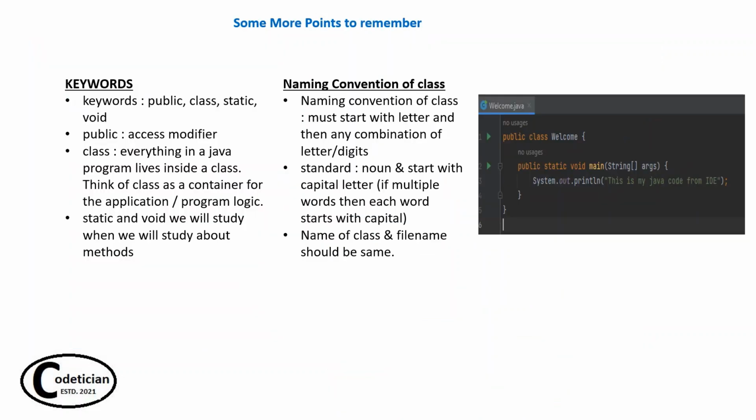In this section, we are going to discuss some more aspects of the code that we have written in the last video. You might have noticed there are a few words being used here, like public, class, static, void. These are all keywords in Java. This public is an access modifier, and we will discuss this and other modifiers when we create a video for access modifiers. Class: everything in Java is contained in a class.